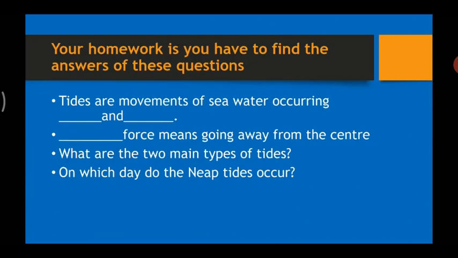Let's move forward. That's your homework. The first question is, tides are movements of sea water occurring dash and dash. The second question is, dash force means going away from the center. The third one is, what are the two main types of tides? And the last one is, on which day do the neap tides occur?